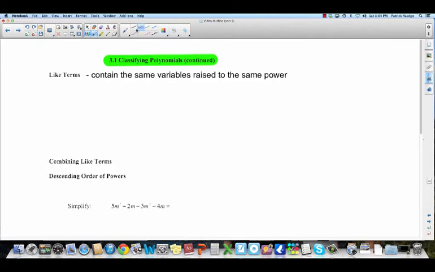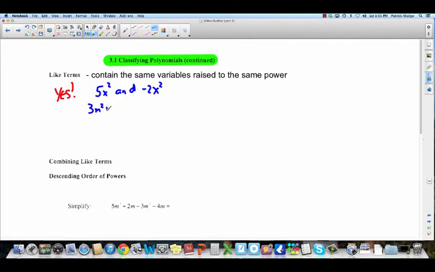So first of all, let's look at some things which are like terms. Yes, all these things are like terms. Things like 5x squared and negative 2x squared. Those are like terms. They have the same variables, x, and those variables are raised to the same power, 2.